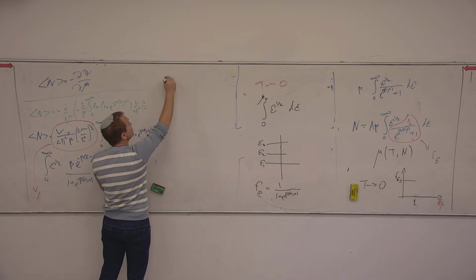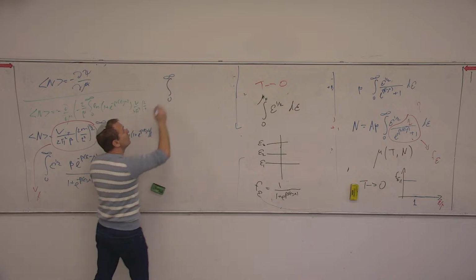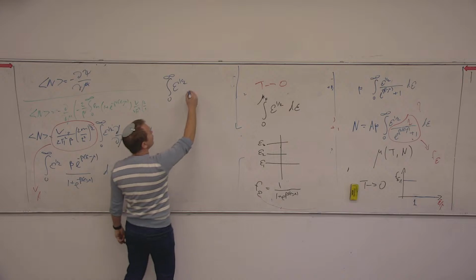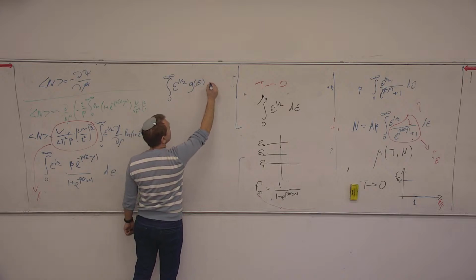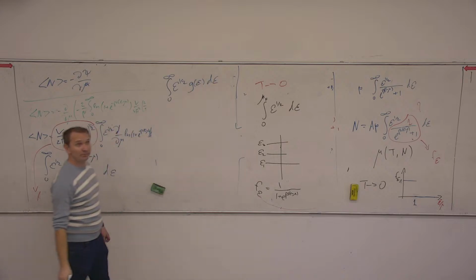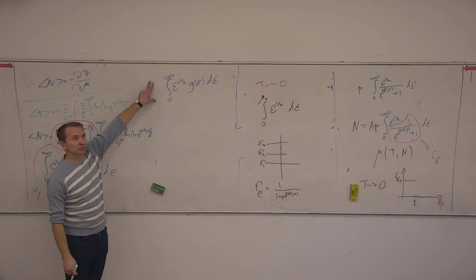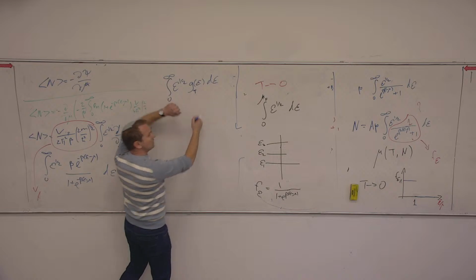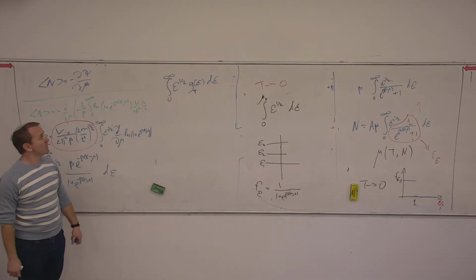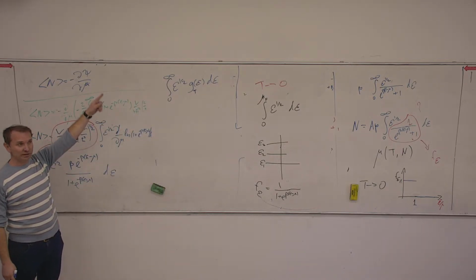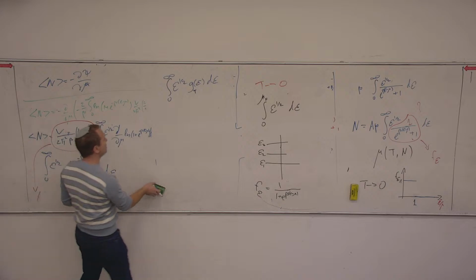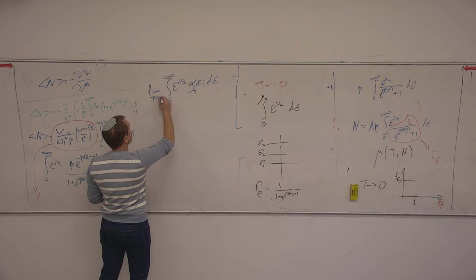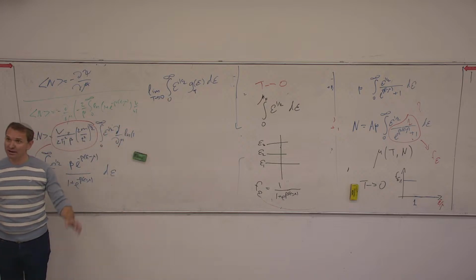I have an integral from 0 to infinity of epsilon to 1/2, and here I have some function, let's call it g of epsilon, d epsilon. I'm just looking at this guy over here. This g of epsilon somehow also depends on t. Now, I need to calculate this general integral in the limit when t goes to 0. This is the mathematical question.